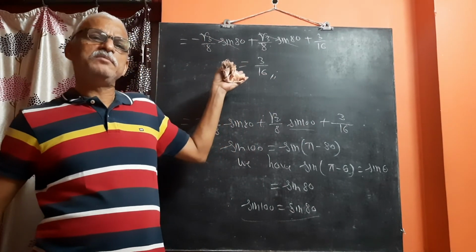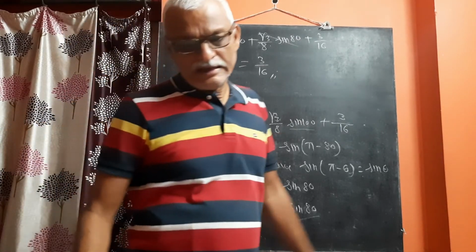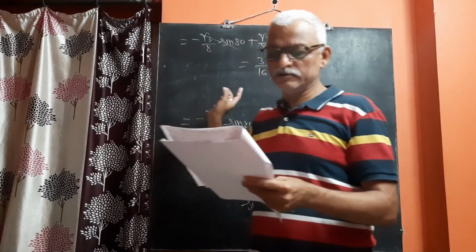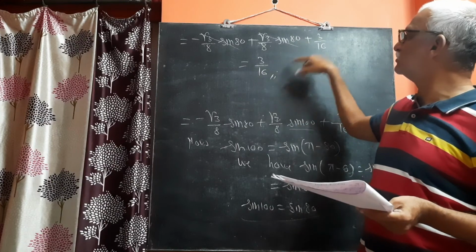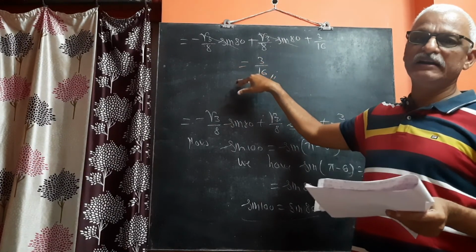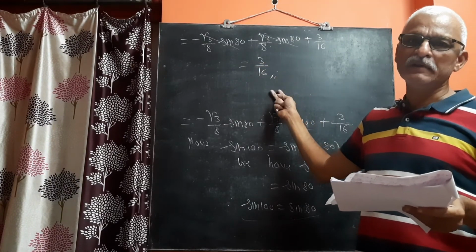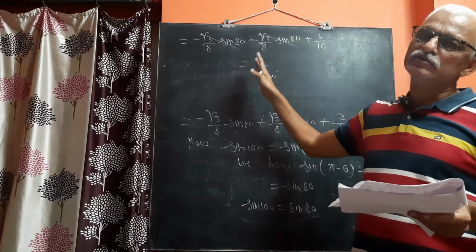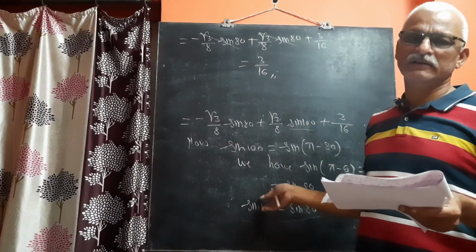Same type of problem they may ask in the exam. Instead of sin, the problem is like that. We have solved, what did we solve? We have proved that sin 20, sin 40, sin 60, sin 80 is equal to 3 by 16. In the exam they may ask, prove that cos 20, cos 40, cos 60, cos 80 is equal to 1 by 16. You have to prove that on the same lines.